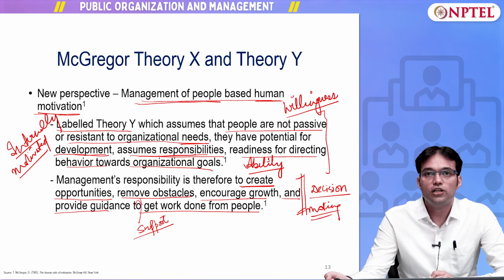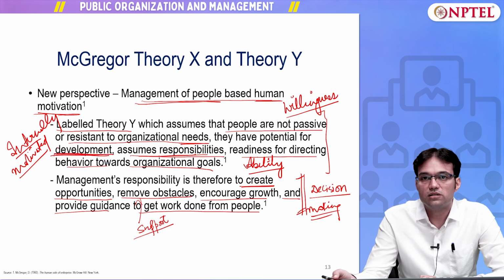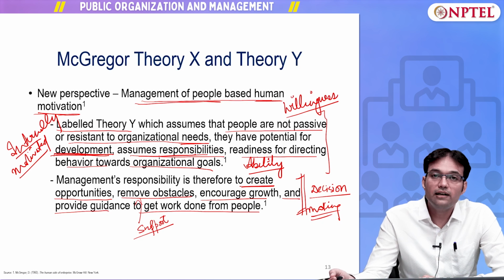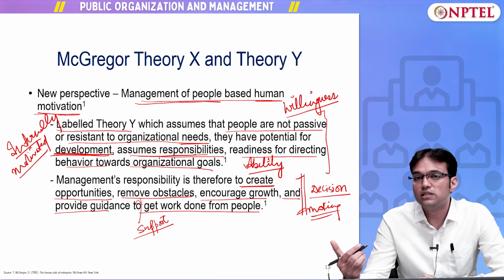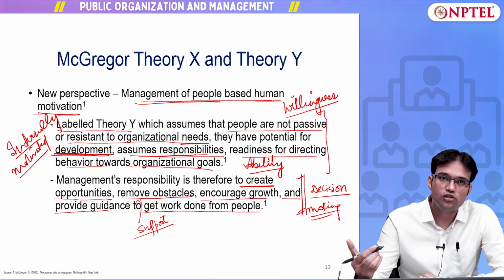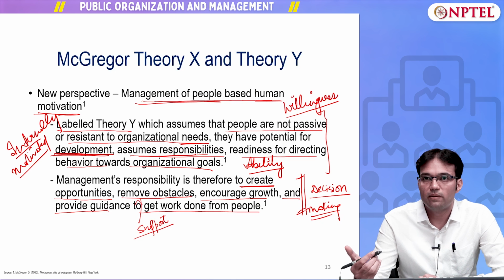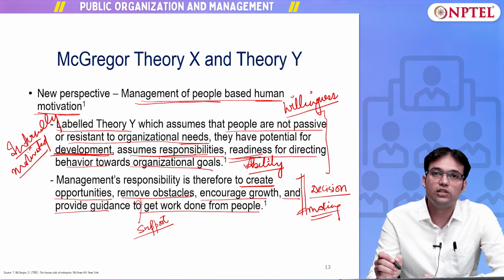Ultimately, this will lead to the development of these people in the organization, right? So if we look at the label theory Y, we have these people who are willing to exert effort. They are not creating any kind of problems if change is initiated in the organization, they are willing to change, they have potential for development, and they also are ready to assume responsibility, and they are ready to work towards the organizational goal.